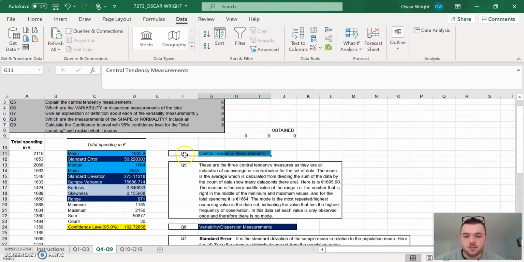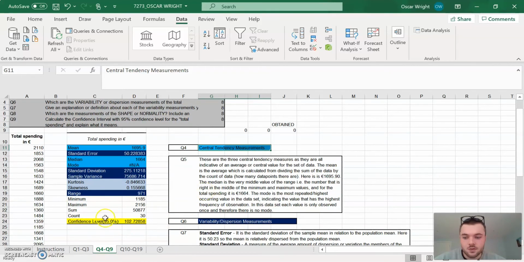Okay. So first of all, the mean. The mean is the average for our data set. It's calculated by dividing the sum of the data by the count of the data. And when I say count of data, I mean how many data points there are. So in this example, there are 30, as we can see here. And here the mean is €1,695.90.